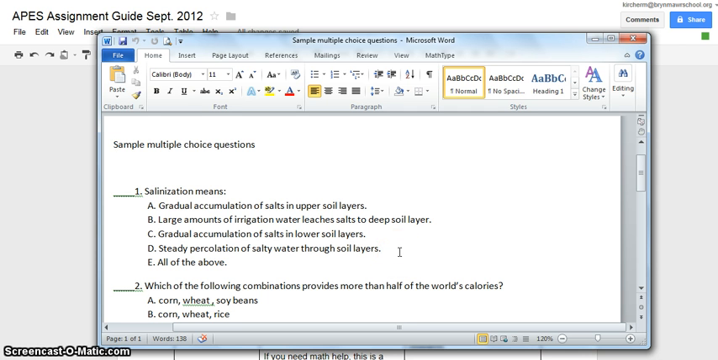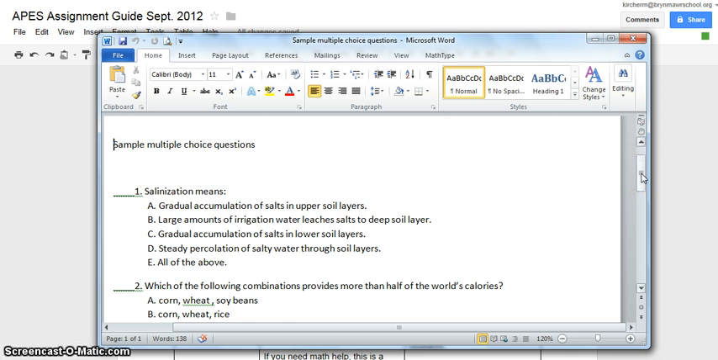D, steady percolation of salty water through soil layers. Well, if it's steadily percolating, that means it's moving through and it's not sticking around. So that's not going to cause the soil to become salty. There's nothing there about it accumulating. So that one's definitely eliminated. Since that one's definitely eliminated, and since the B and C are talking about lower soils and the A is talking about upper soils, then that means E is eliminated because you can't possibly have A, B, and C. Since B and C are very similar, leaving A, your first initial, hopefully, inclination to choose A is then verified and you would write A.